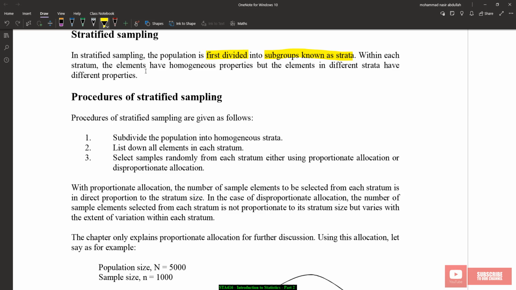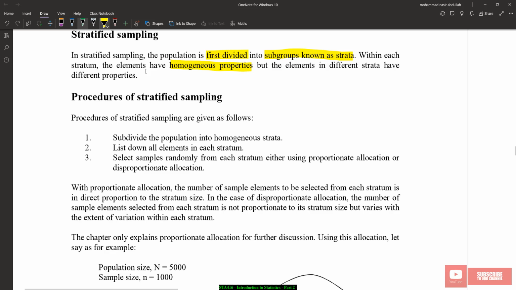Alright, good. So now on the stratified sampling method, the population is divided into subgroups known as strata. Right. Within each stratum, the elements have homogeneous properties. Means each group has homogeneous characteristics. Means the same characteristics for each group.